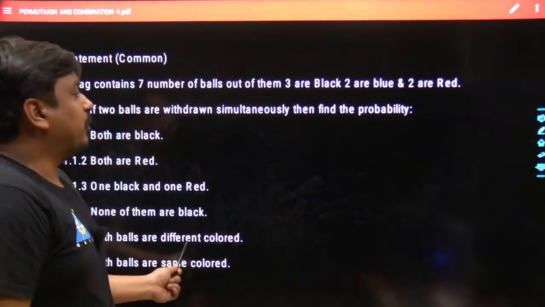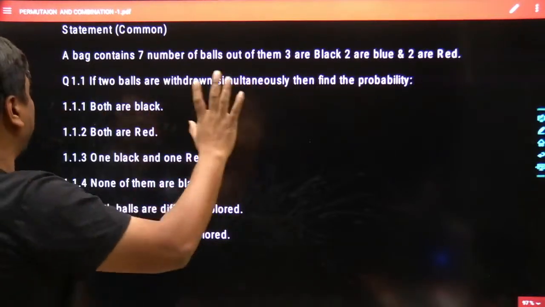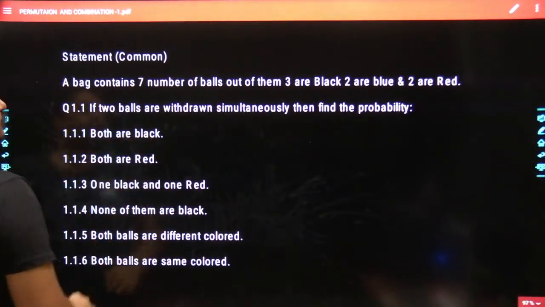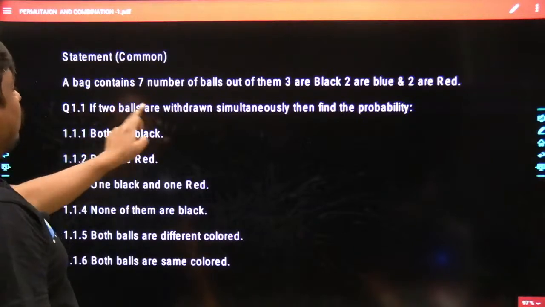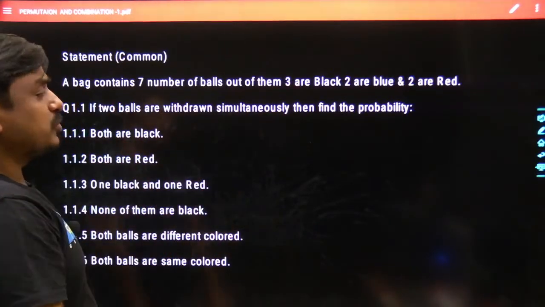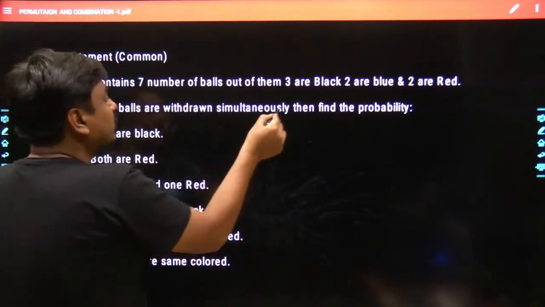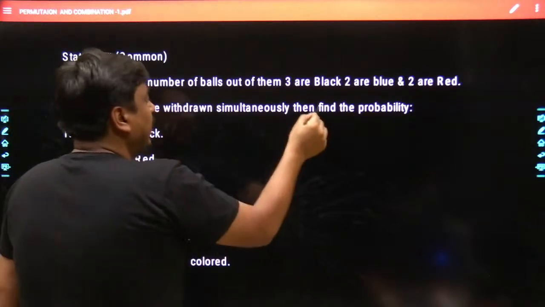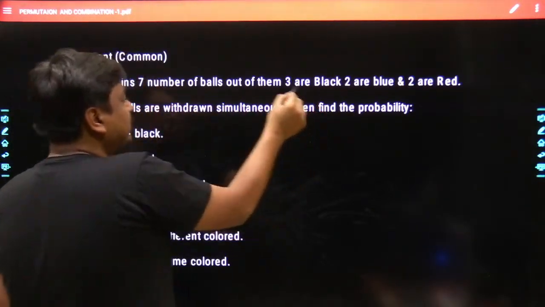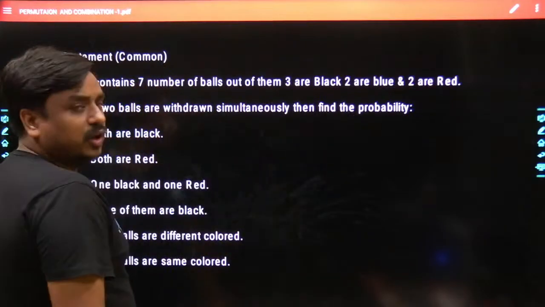Anyways, the type of questions which we took in the last video was precisely written over here. If 2 balls are withdrawn simultaneously, then find the probability. That means the questions we were taking in the last class were very precise, that both of the balls are withdrawn simultaneously. We went into the detailed analysis of how to deal with this sort of problem, and we have already seen it in the last class.